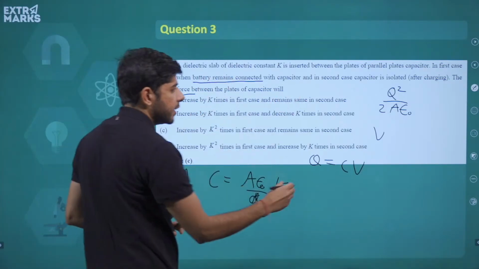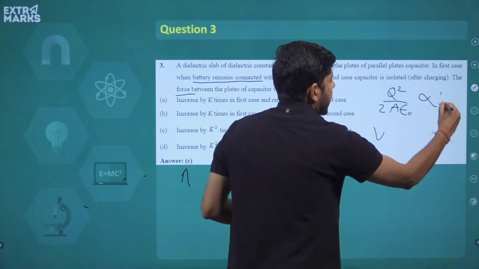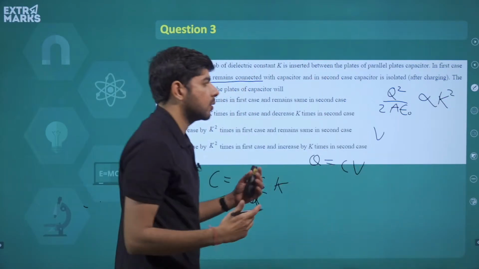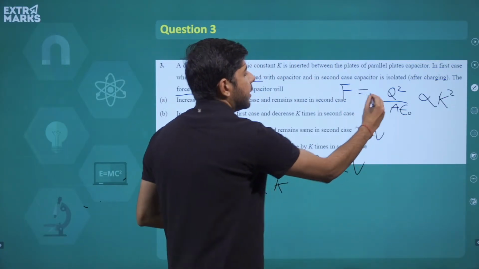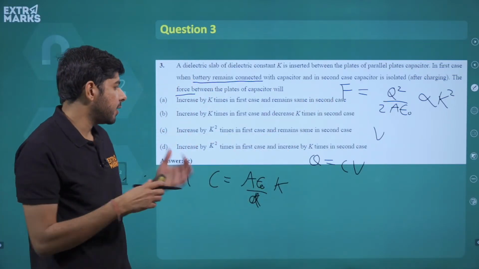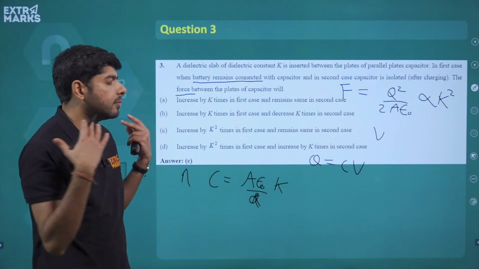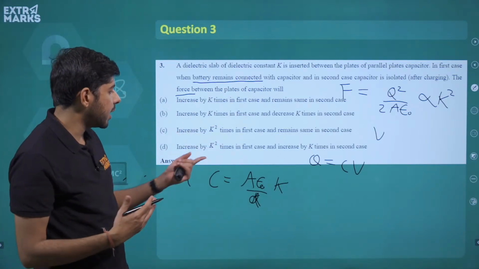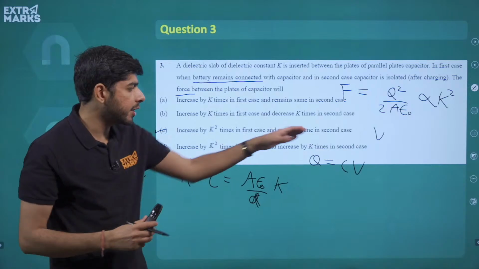So in the first case, the charge will become K times, so the force is proportional to K square. This is the formula of force, and it is proportional to K square because the charge is going to increase. So that is why in the first case, the force will become K square times, and which is that option. So C and D both. Okay, so we need to check the second case also.